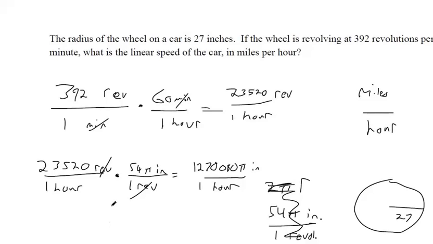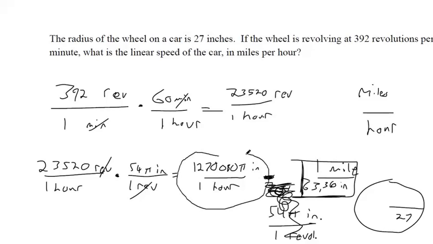So I'm going to go to Google real quick on my phone and find out how many inches there are in a mile. How many inches in a mile? And Google says there's 63,360 inches in a mile. So 1 mile, my conversion factor is 1 mile for 63,360 inches. That's my conversion factor.